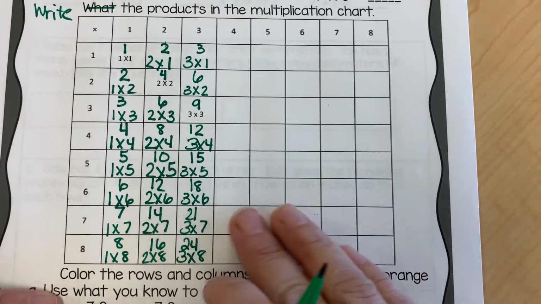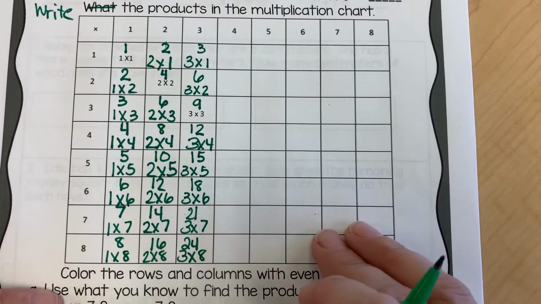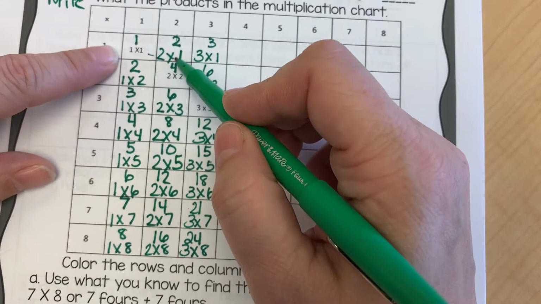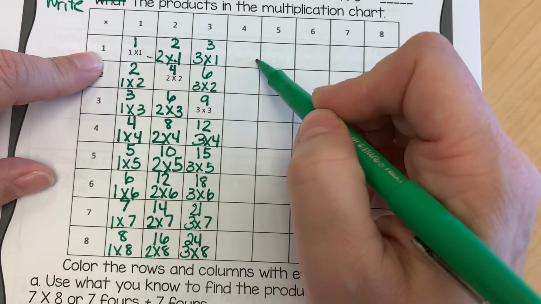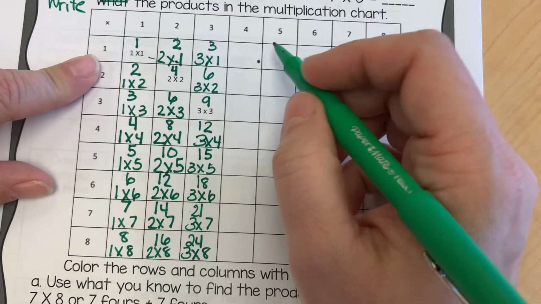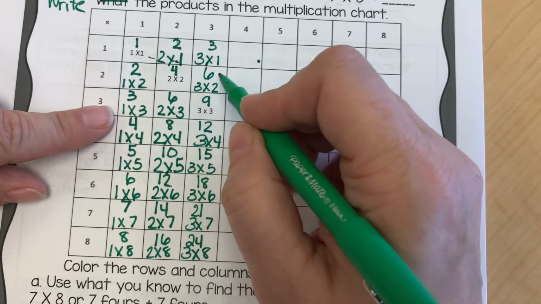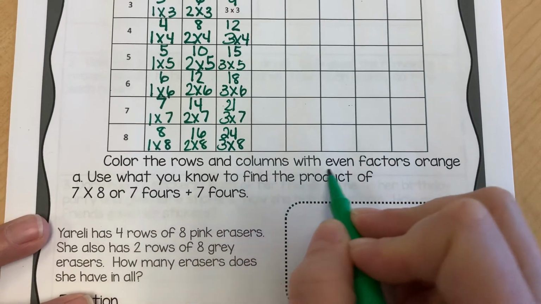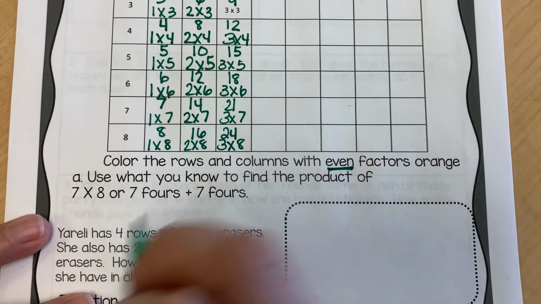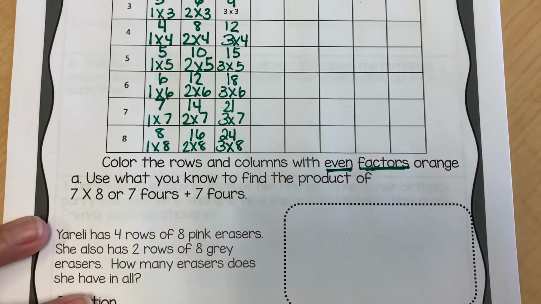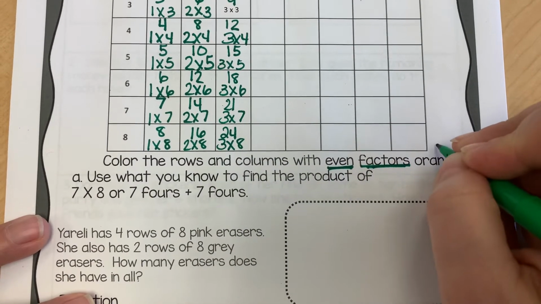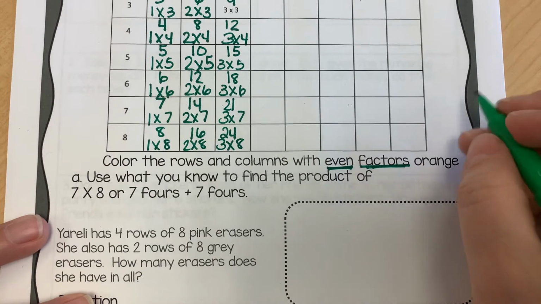Now, I'm going to leave this. I want you to fill out the rest of the multiplication chart. So you're going to follow the pattern. So if this was 1 times 1, 2 times 1, 3 times 1, what would this one be? And I want the answer. So I want the problem and the answer. Now, down here, it says color the rows and columns with even factors in orange. Even factors. Okay, so you're looking for even factors. So the two numbers that you multiply together should be even. So whatever numbers you multiply would be even.